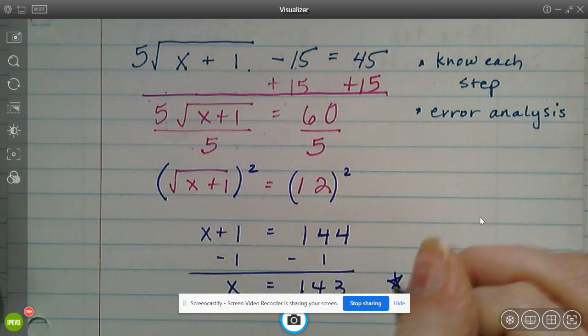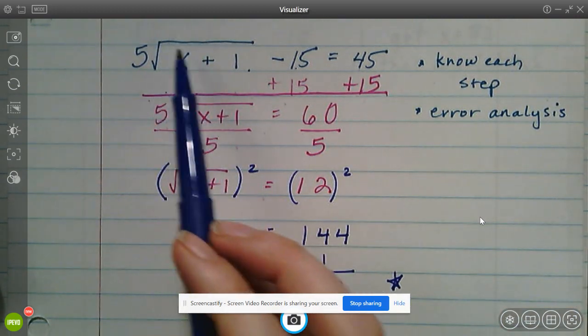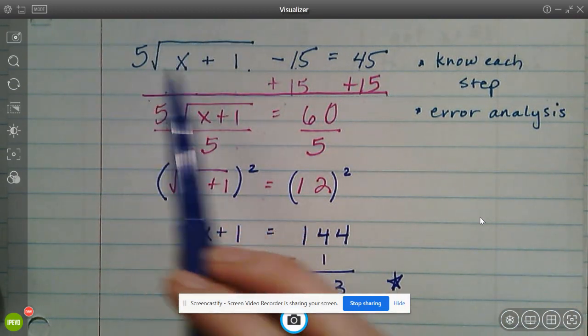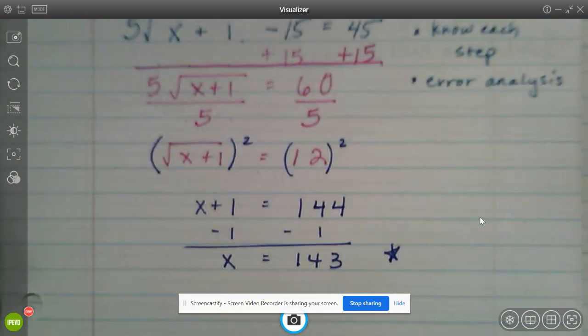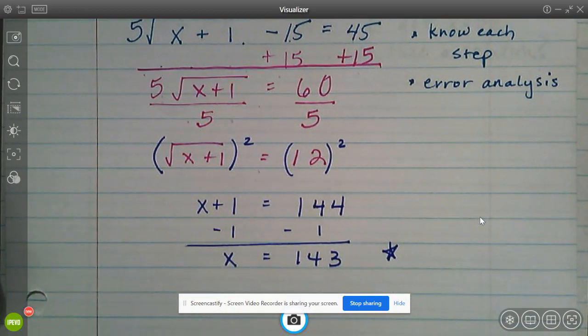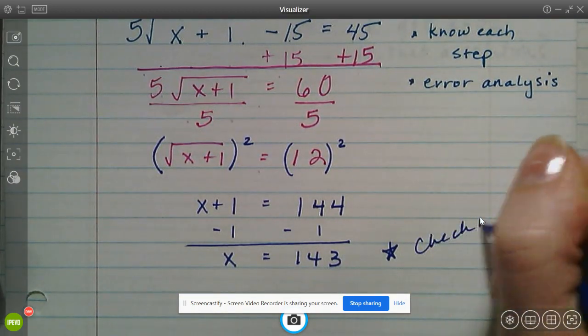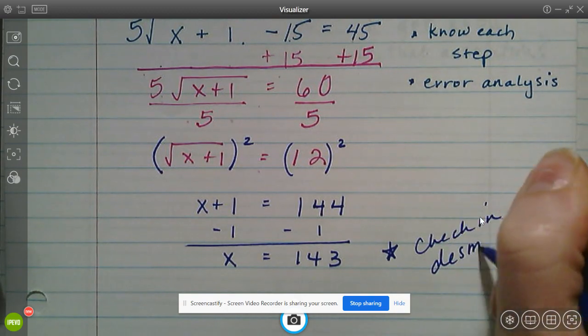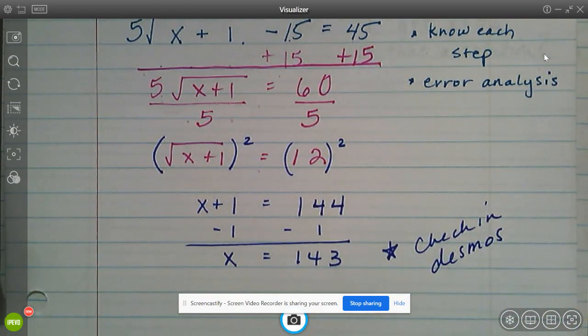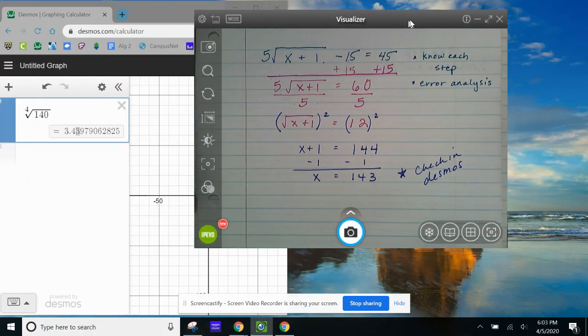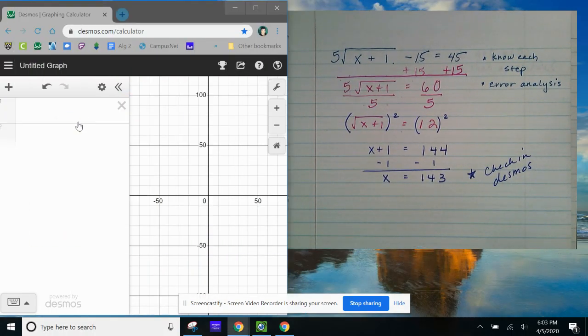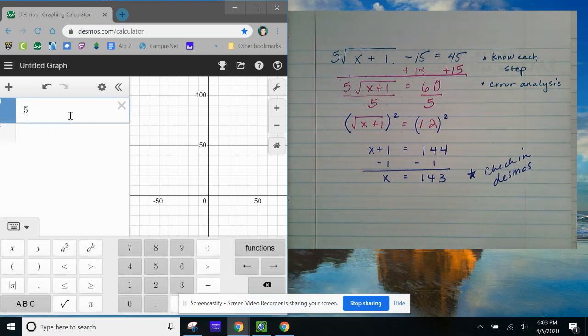Now, because this has a radical that is an even root, I have to put this into Desmos. I have to check it in Desmos. You have to check the even roots in Desmos. So I'm going to open up Desmos over here. Let's move that over here. All right. So I'm going to sub it in.